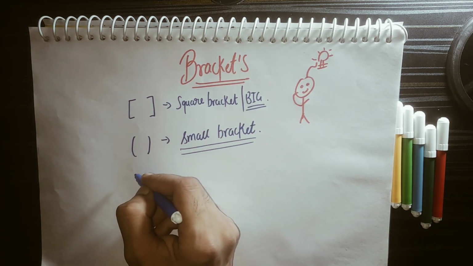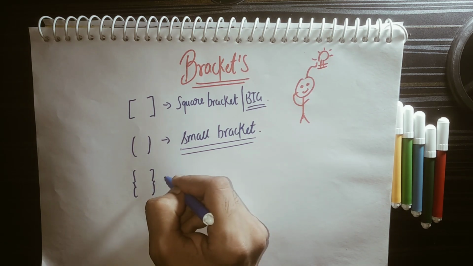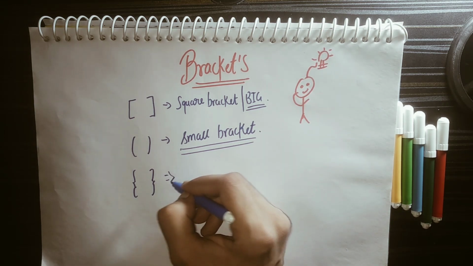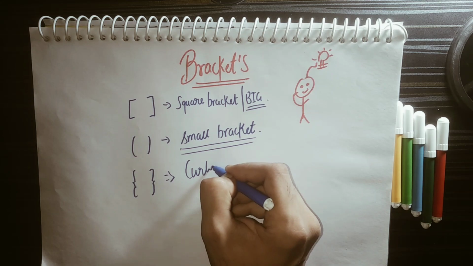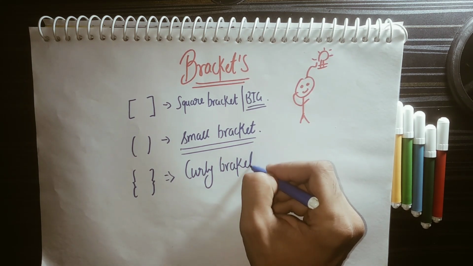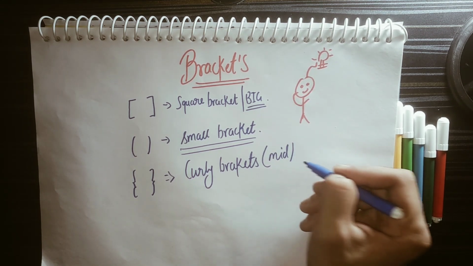Now the third kind of bracket is the one that we just saw in our previous lecture. Well, this design, that's my favorite one. So this is known as curly brackets. Yes, my dear friend, this is known as curly brackets. Well, I named it the mid bracket. Maybe I learned it somewhere.